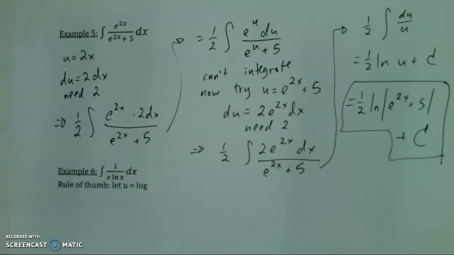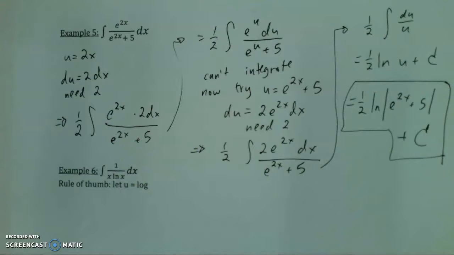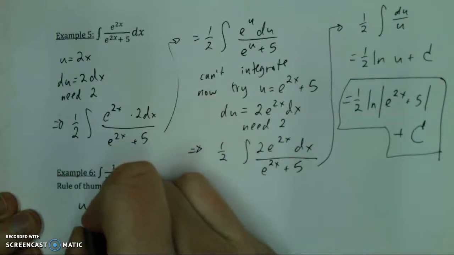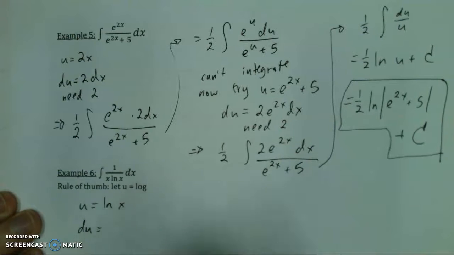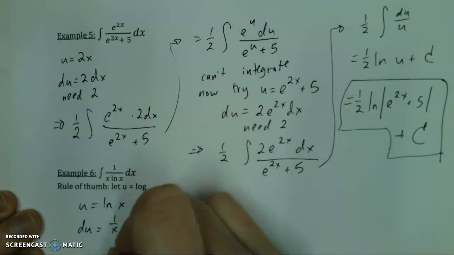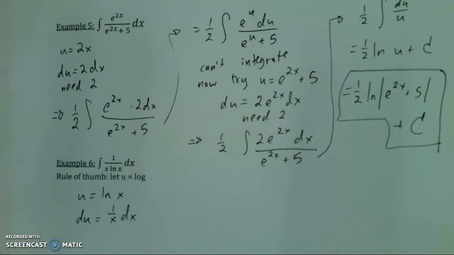All right, let me do one more example. Now this is not quite a rule of thumb. I'm going to call it a rule of thumb because it's going to act in the same way. If you have some sort of log, which does include the natural log, then that is often a good choice for our u. So here, let's let u equal the natural log of x. And as we hopefully remember, the derivative of the natural log is 1 over x dx.